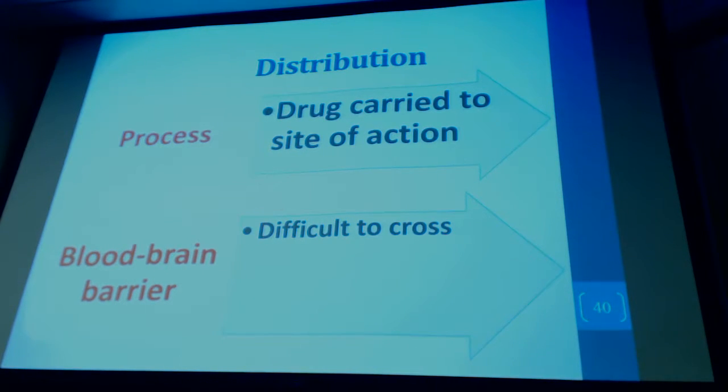Now, distribution, again, means the blood carries that chemical to the cells it needs to carry it to. We have what we call a blood-brain barrier that prevents most chemicals from crossing over into the brain. That's the reason why it's very difficult to treat brain cancer, because we've got that barrier that prevents that chemical from going across. We're going to talk about other drugs throughout the semester that are difficult to cross that blood-brain barrier.